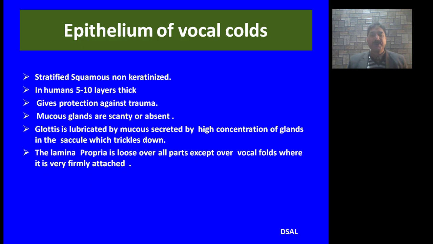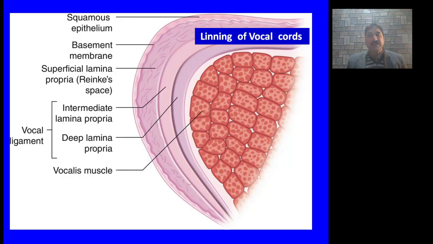The lamina propria is loosely attached throughout the laryngeal cavity except over the glottic region, where it is firmly adherent to underlying structures, which prevents development of edema in case of inflammation in this vital region. The lining of the vocal cords is stratified squamous epithelium resting on a basement membrane. Submucosa is absent in this region.